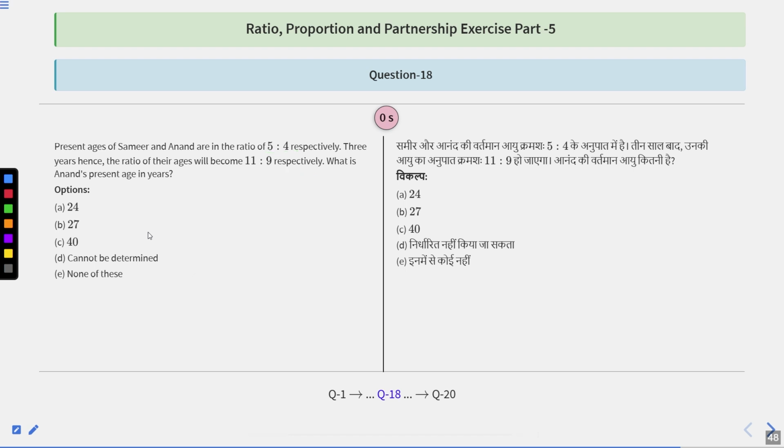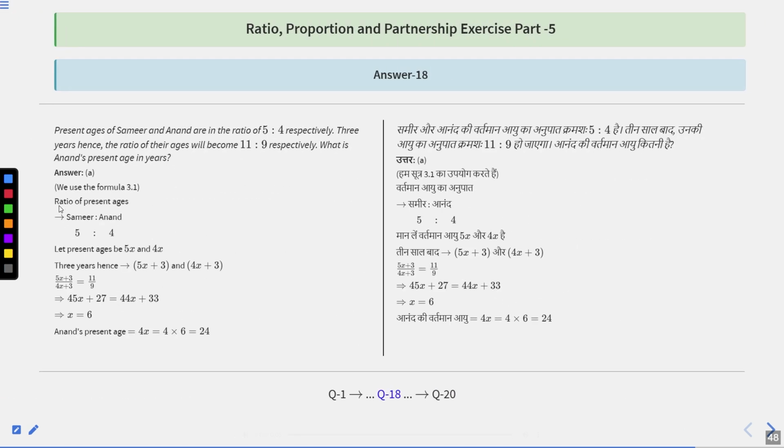Now time's up. Let's see the solution. The ratio of the present ages of Samir and Anand is 5:4, it is given. Now the question says 3 years hence, it means 3 years after. So we let the ages of Samir and Anand be 5x and 4x.